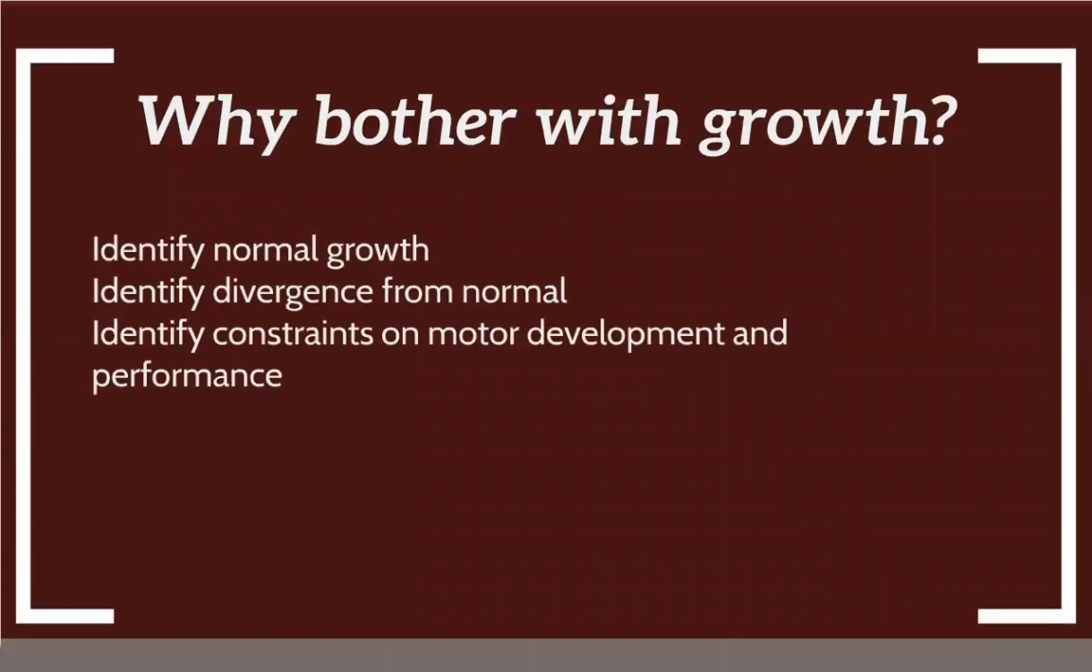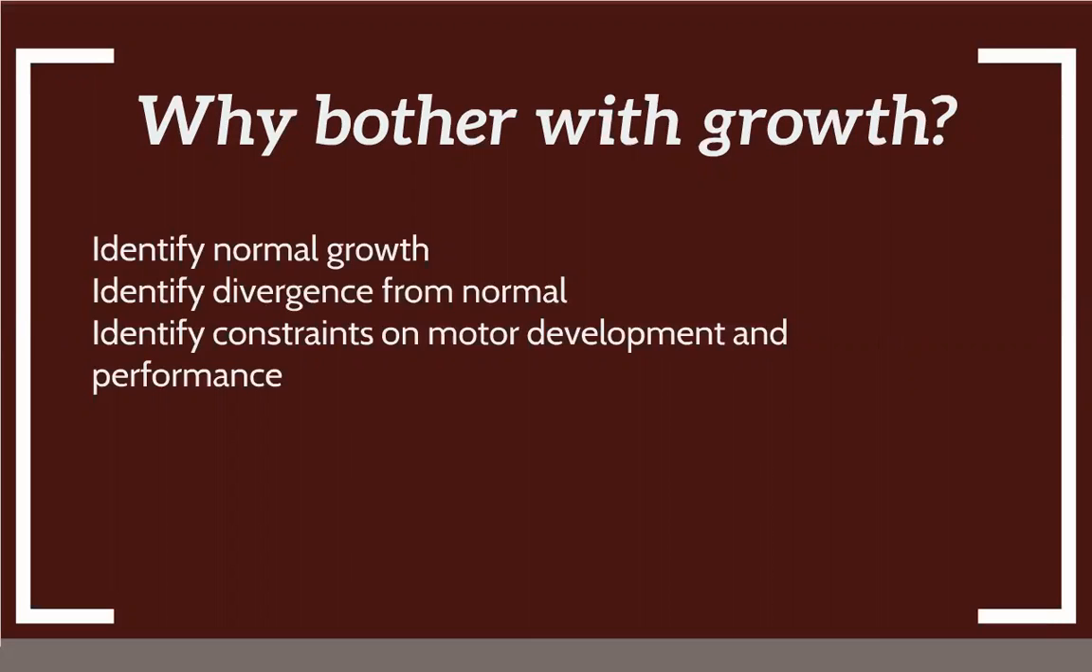So when we measure growth, whether it's height or weight or body proportions, then we can keep up with what's normal growth, so we can identify maybe deviations from normal and possible diseases or deficiencies by doing that. And we can also identify some constraints on motor development. Remember, we've talked about how body size relates to performance of a skill. So that's why we want to pay attention to growth and maturation and understand how a child develops based on those things when we're studying motor development, right?